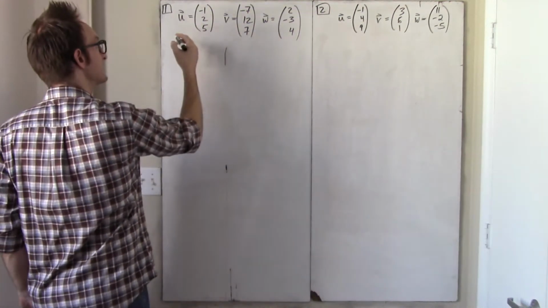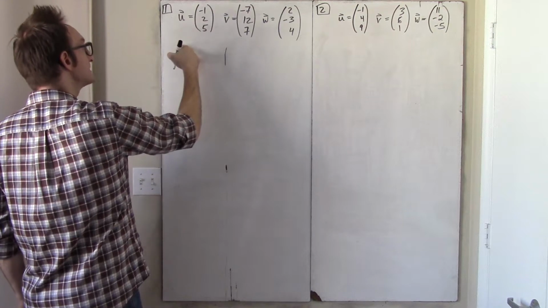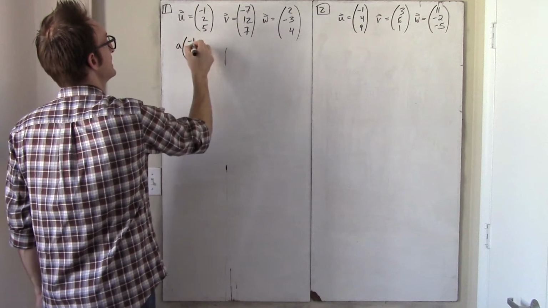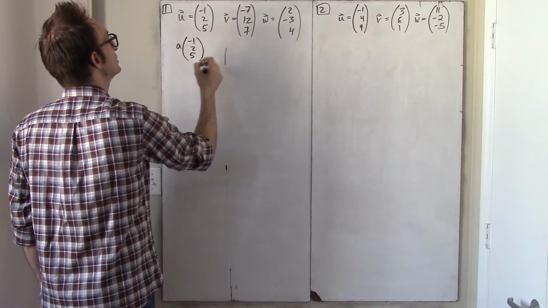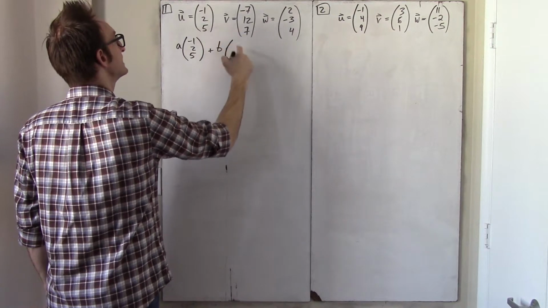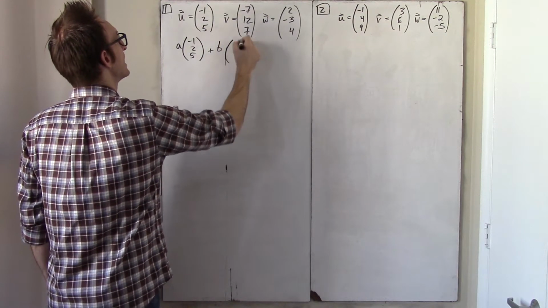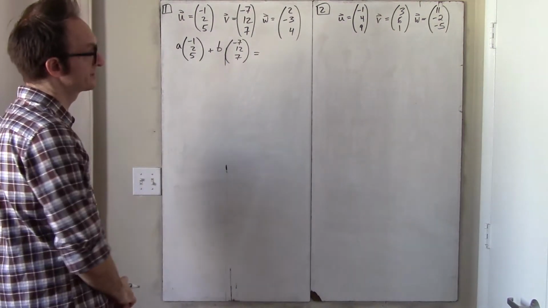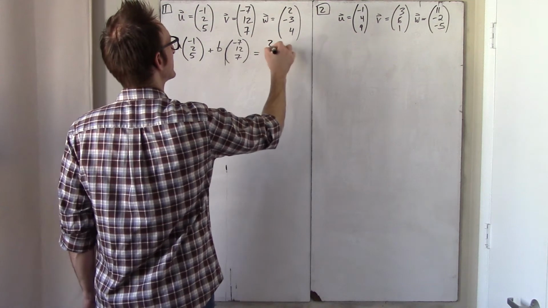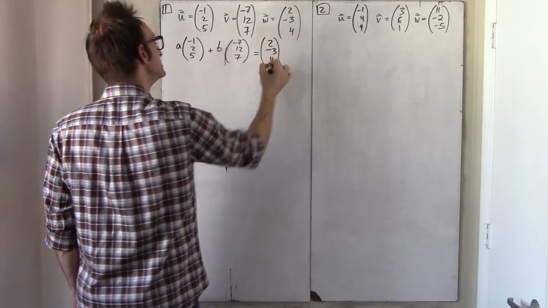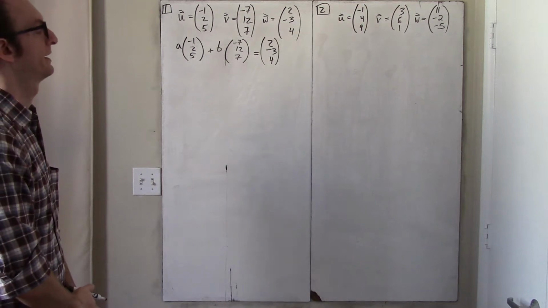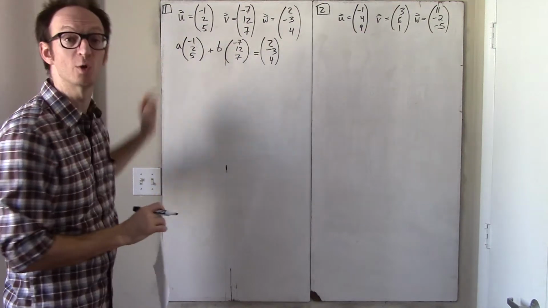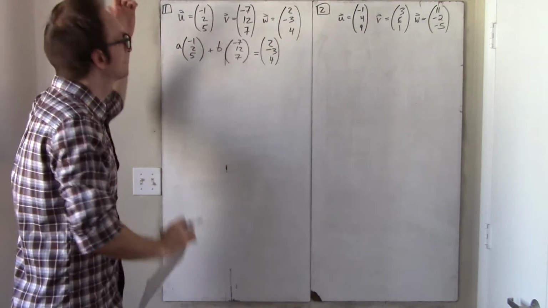Now I'm going to ask the question: is there some real number a of these vector u's plus some number b of these vector v's, by taking a linear combination, a sum of scalar multiples of vectors u and v, that makes the vector w? In class I encouraged you to think of this question as asking, do I really need vector w, or can I make w out of u and v?